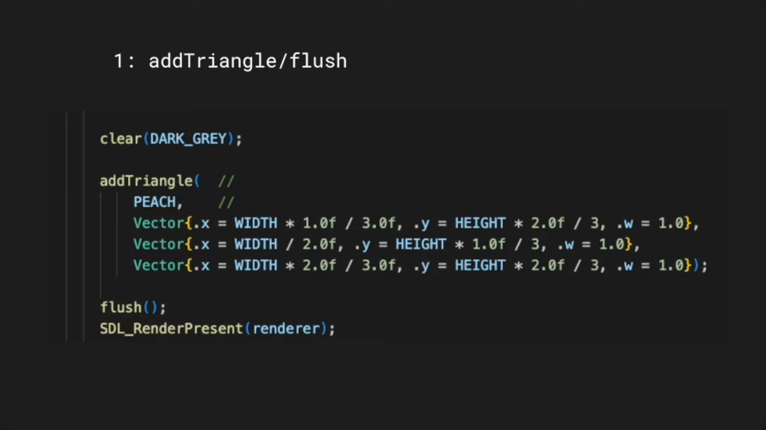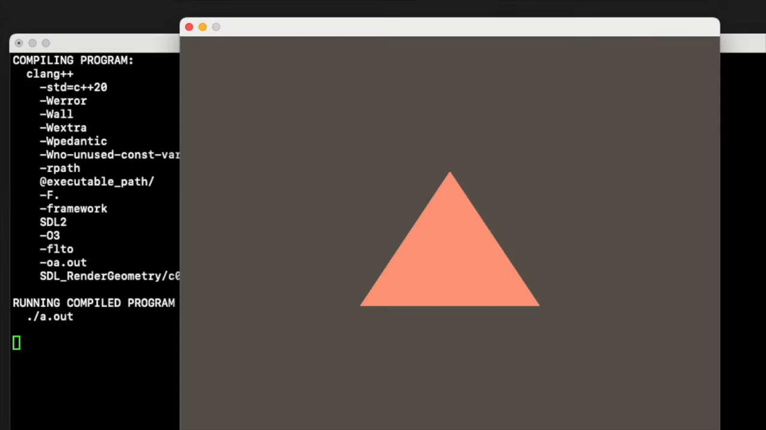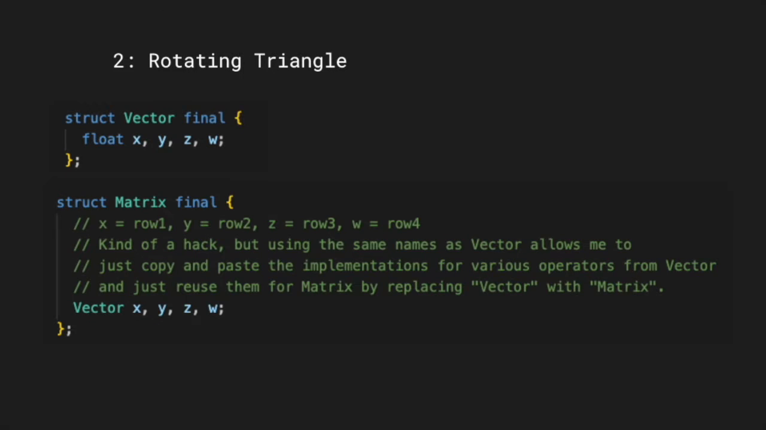To use it in our main loop, we'd have some code that looks like this. And this is what that looks like. Not super exciting. It's just a triangle on the screen. The hello world of 3D. And then let's rotate the triangle.